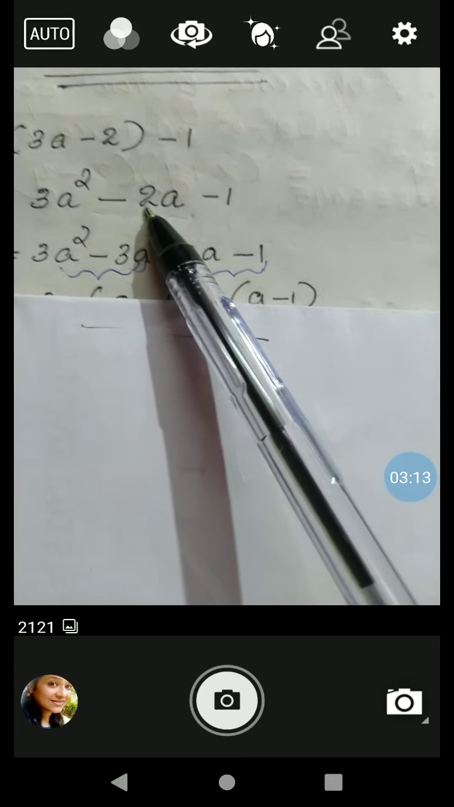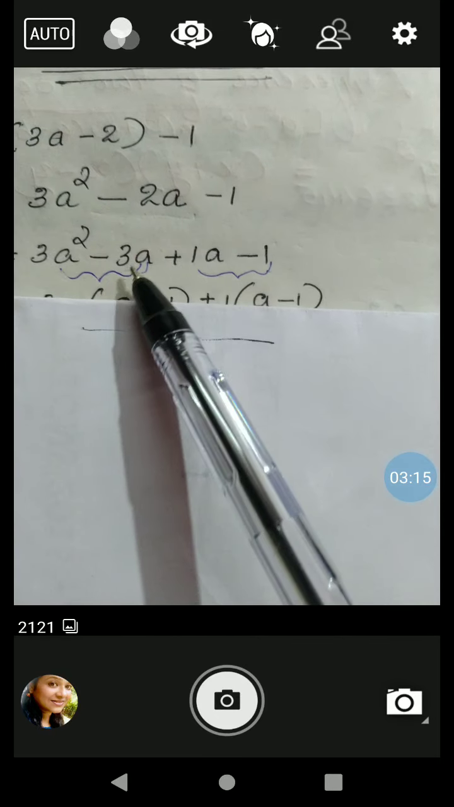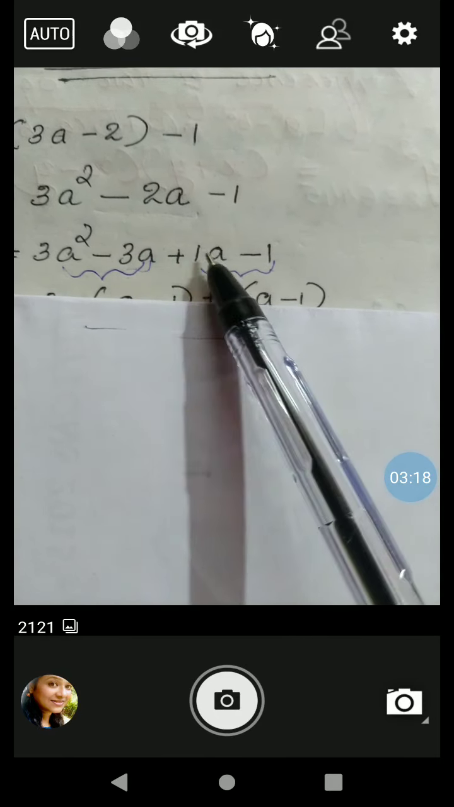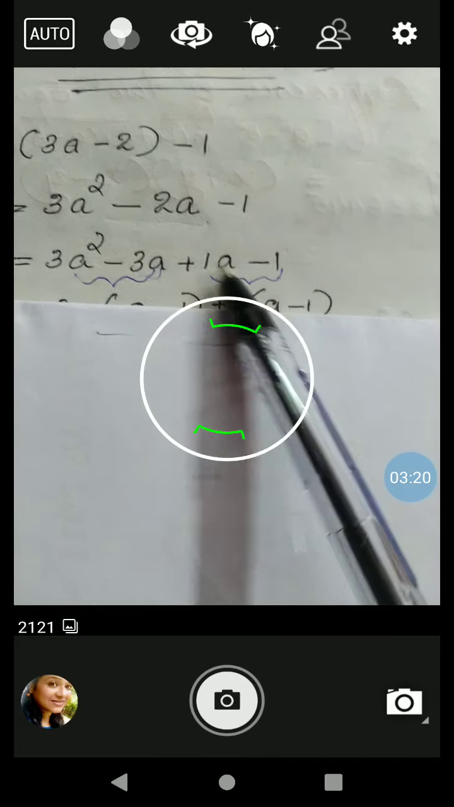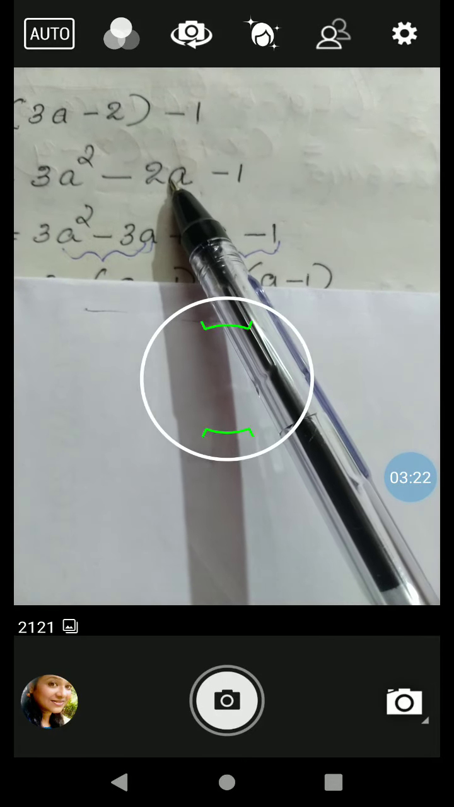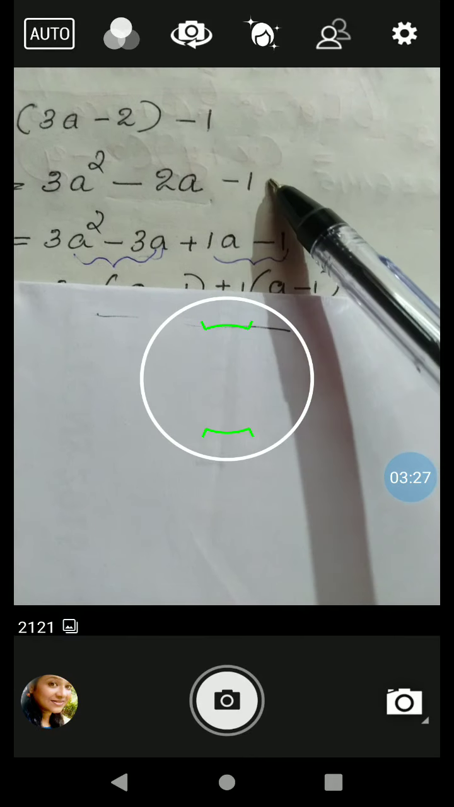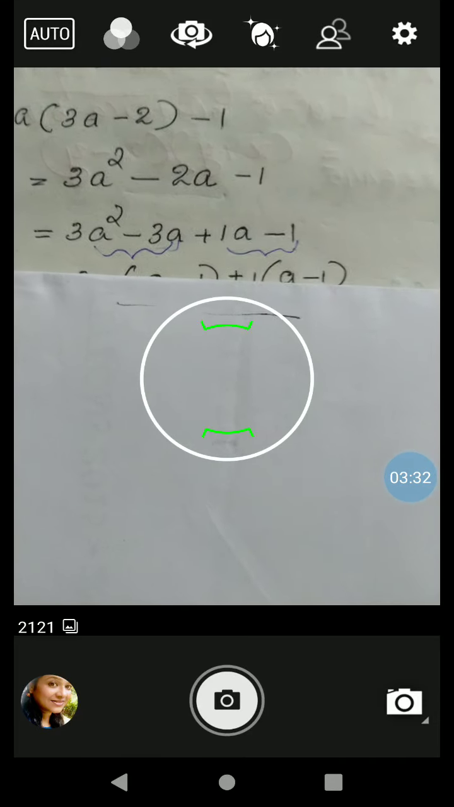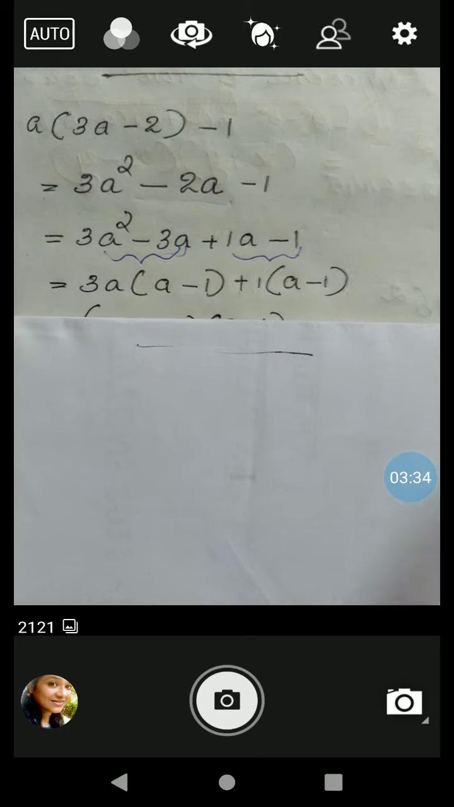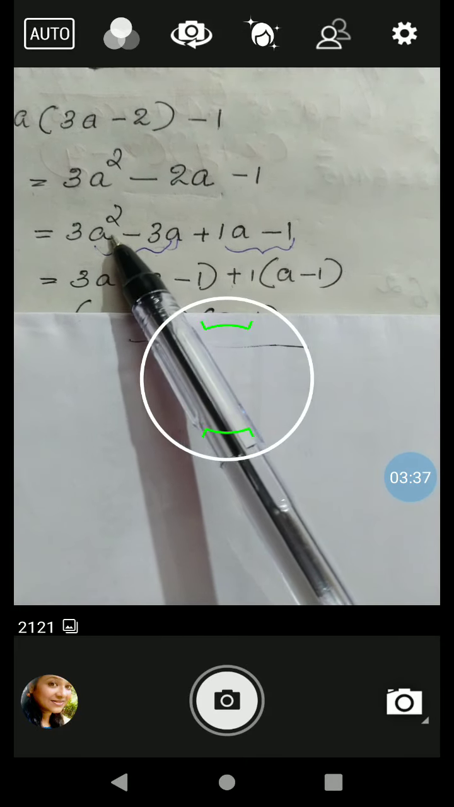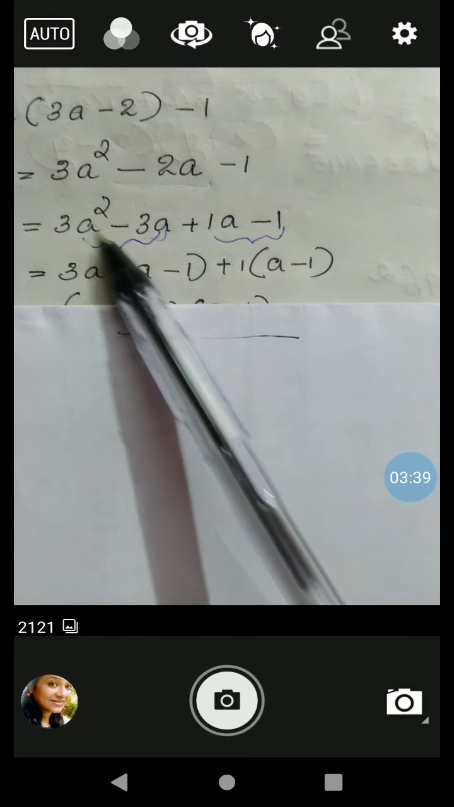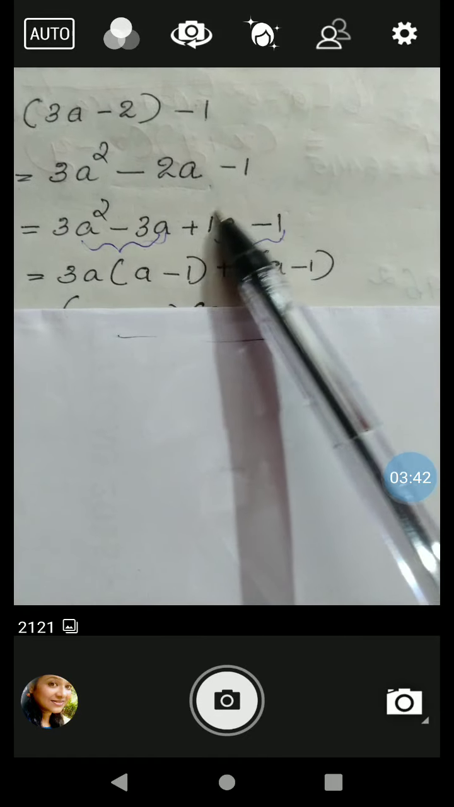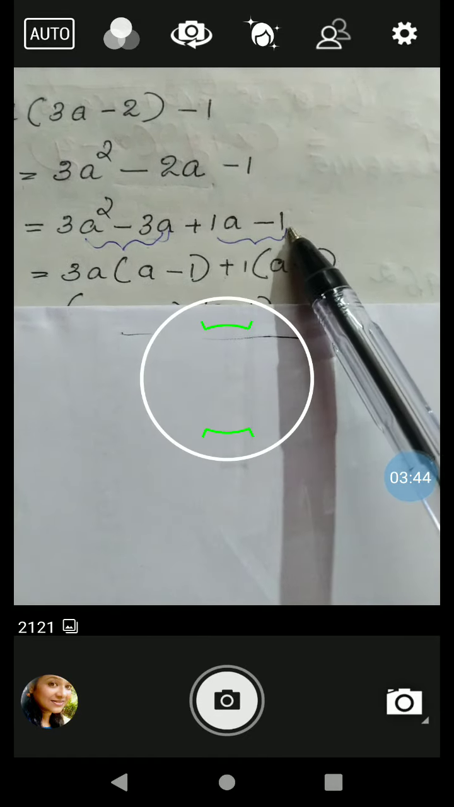Therefore, we can split the middle term. This minus 2a can be written as minus 3a plus 1a. You just add these two. You will get minus 2a itself. Okay. So, no change in these two expressions. Now we can apply grouping method. Now these first two terms in the first group and the last two terms in the second group.